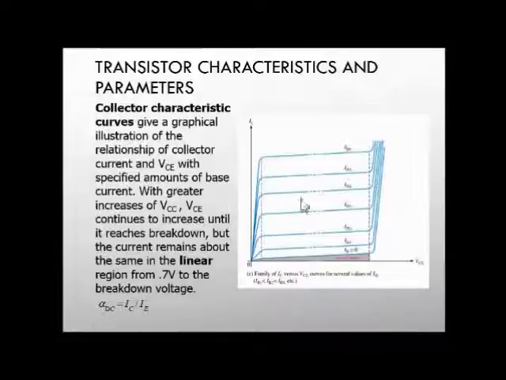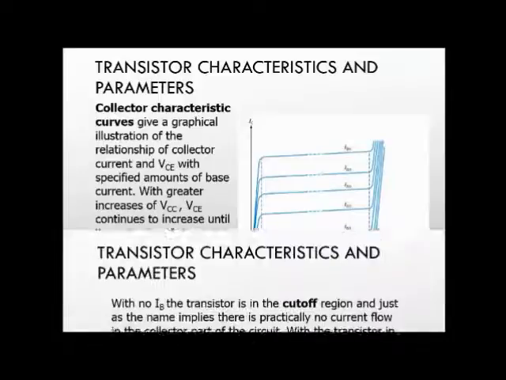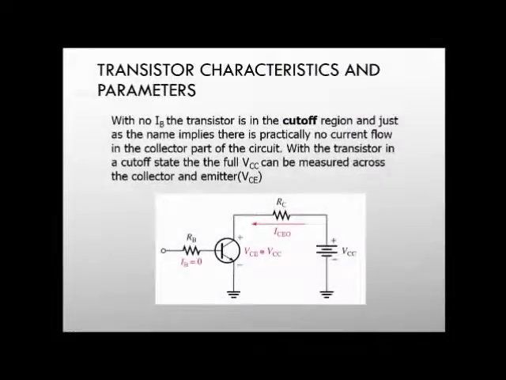So in this case you can calculate alpha, that is the current gain in case of common base circuit. Alpha is given by IC by IE. Now with no IB, that is the current in the base, the transistor is in the cutoff region, and just as the name implies, practically no current flows through the collector part of the circuit. With the transistor in the cutoff state, the full VCC can be measured across the collector and emitter voltage.